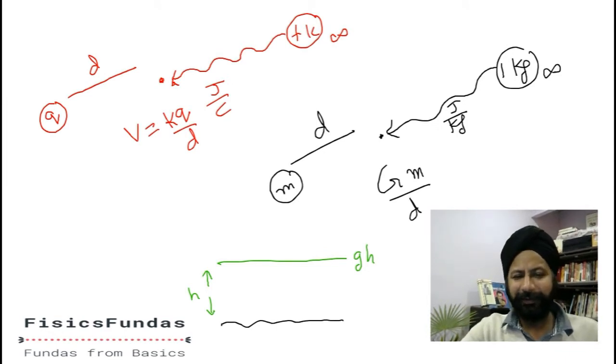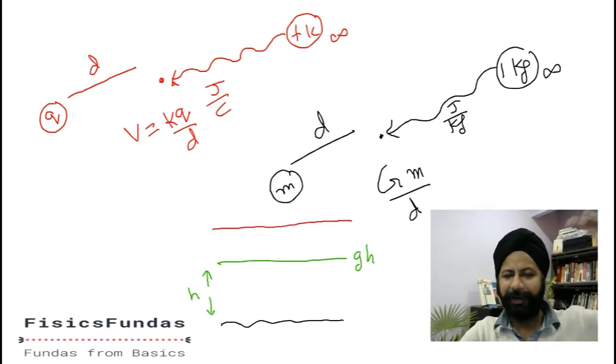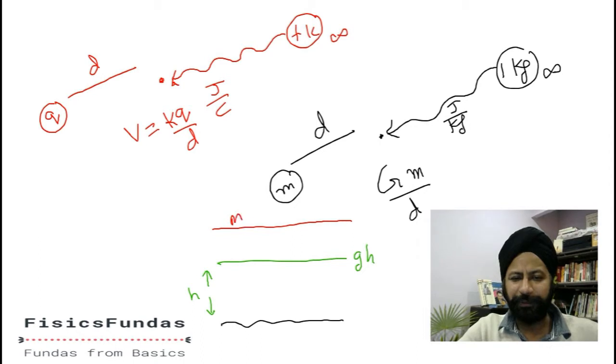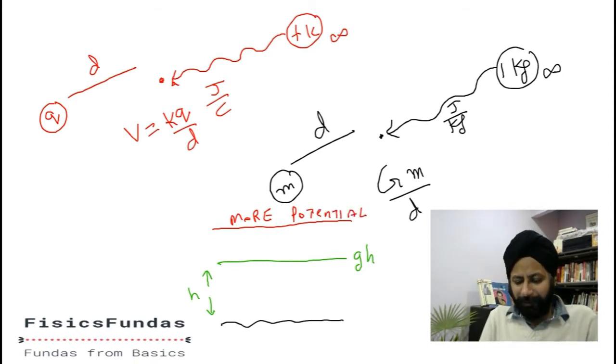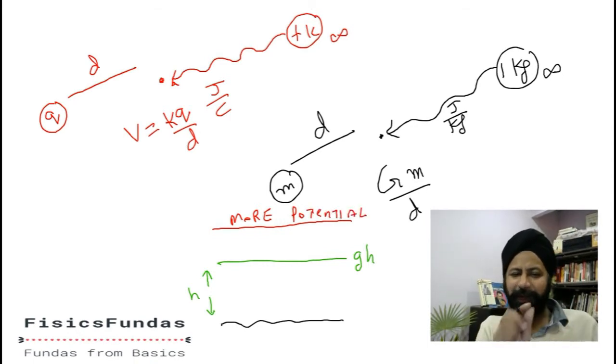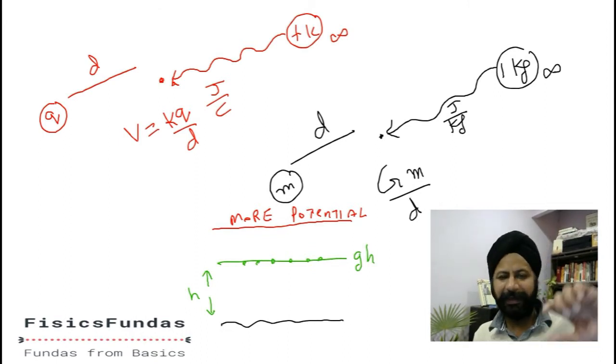Now, compared to this green level, this red level has higher height, more height. So this has more potential, as in you need more amount of work to be done when you raise that object. So every point on the green line here is equipotential. Think about it that way, because you need the same amount of work done to bring it to any of these points.